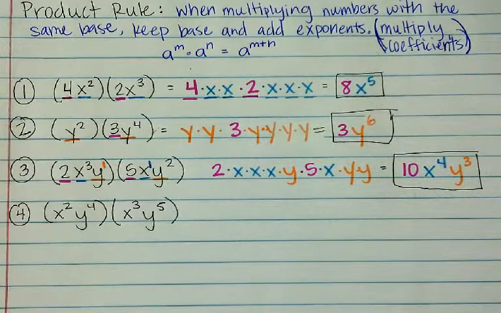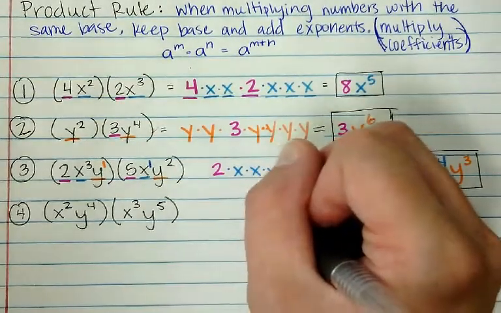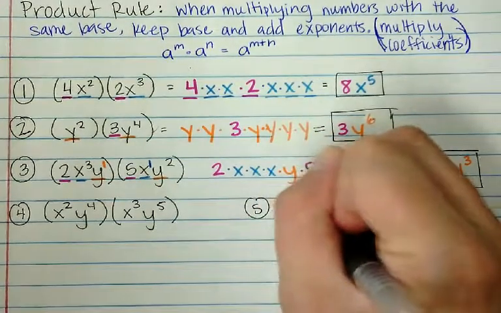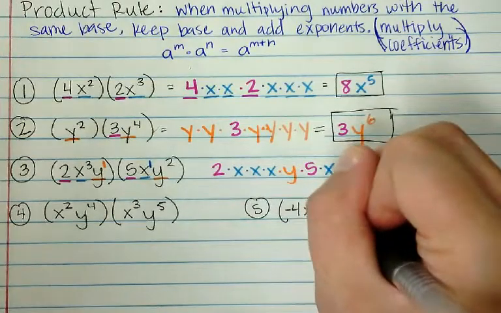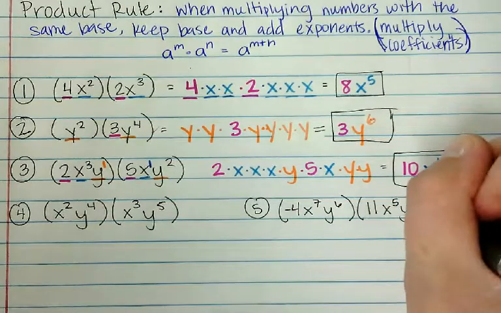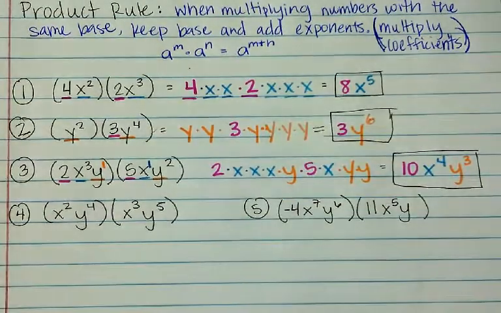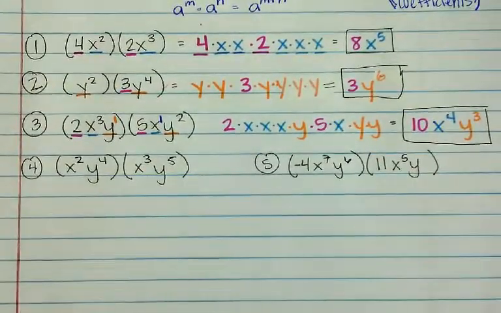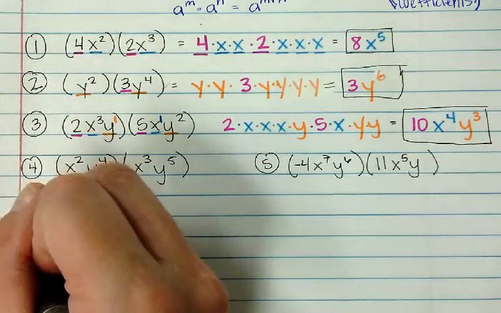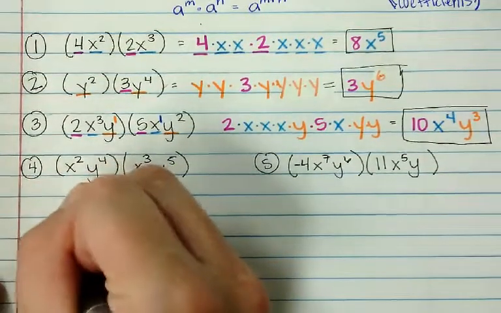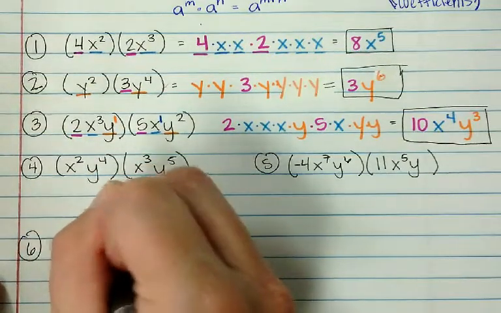And then I'm going to do number 5 over here. We're going to do negative 4x to the 7th y to the 6th times 11 x to the 5th y. All right? So guys, I want you to do a couple of these examples, and then practice doing them kind of on your own here, okay? See if you can do these, and then you're going to check yourself against me, okay?